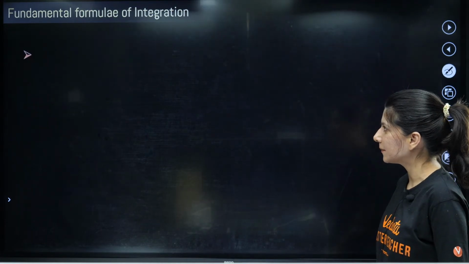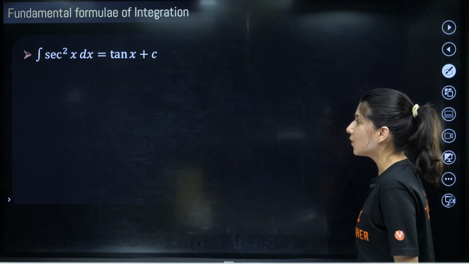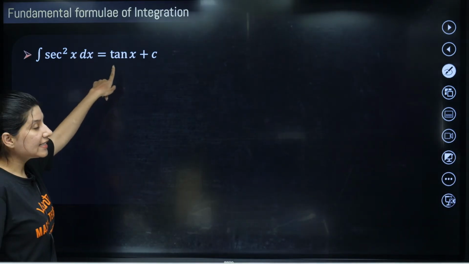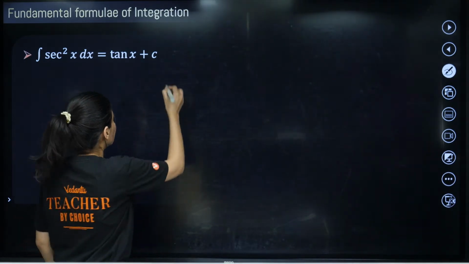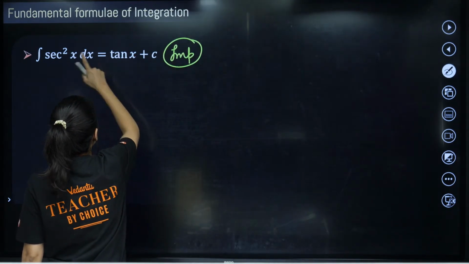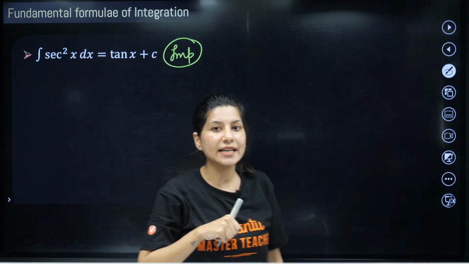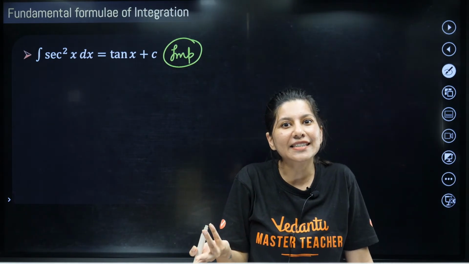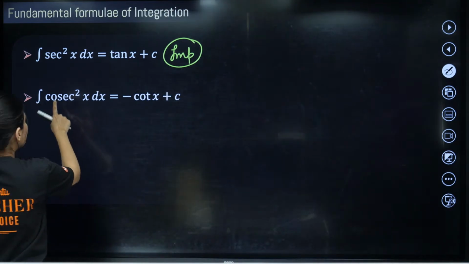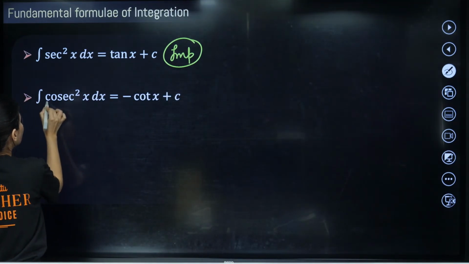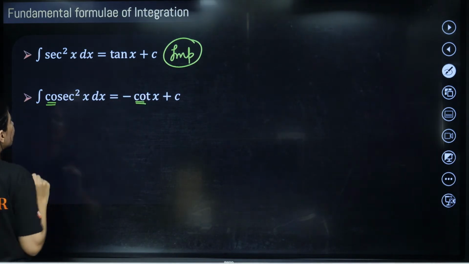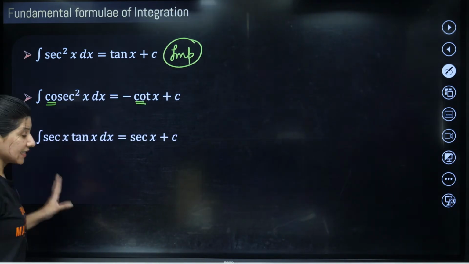Now sec. This is very important. The integration of sec square x is tan x. Do you remember the derivative of tan x? The derivative of tan x is sec square x, right? Similarly, the integration of cosec square x is minus cot x. I have already told you, whenever there is a negative sign, it will be there. Yes, this is important.